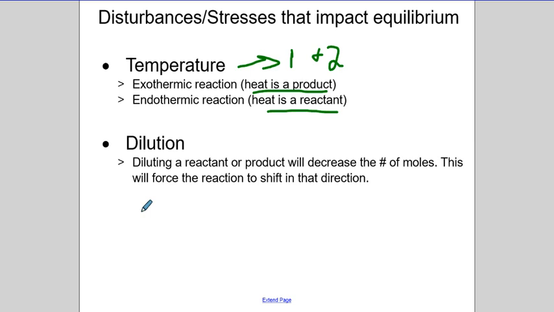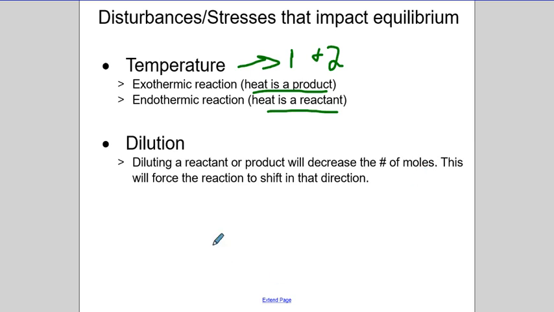And then dilution: diluting a reactant or product will decrease the number of moles. This will force the reaction to shift in that direction. So this is sort of similar to removing a chemical, but if we dilute something and it only affects one side of the reaction, it shifts to the side that was affected.